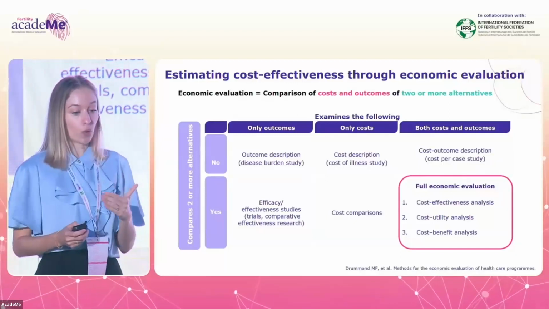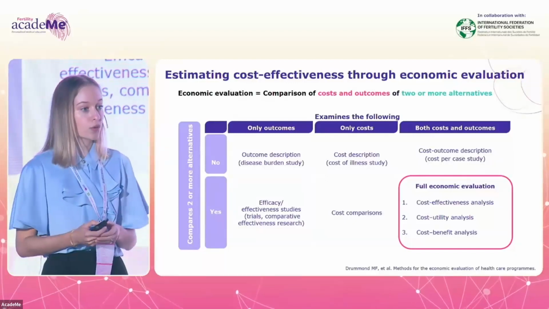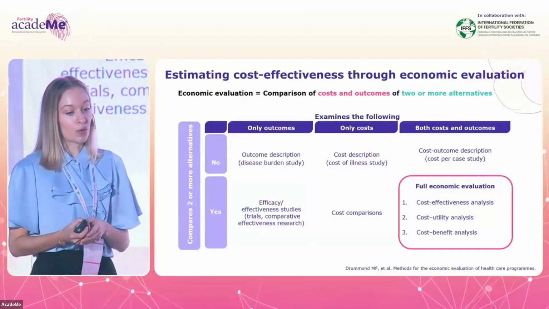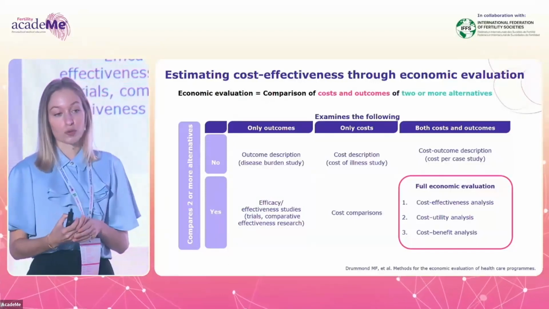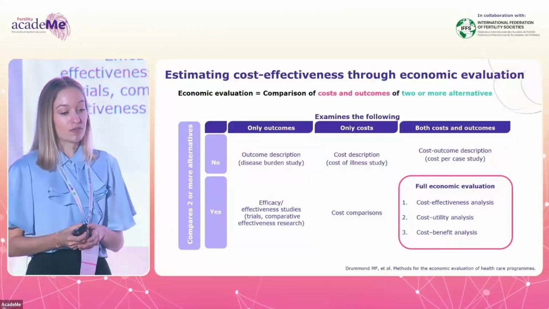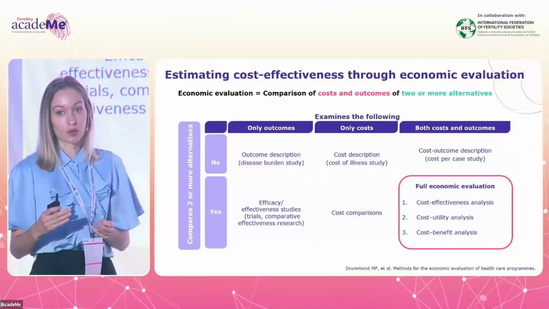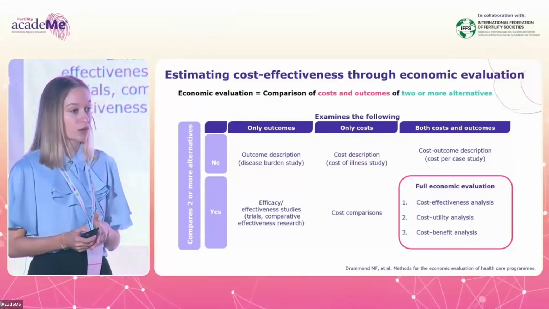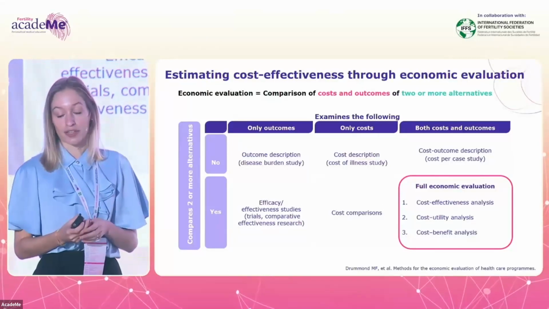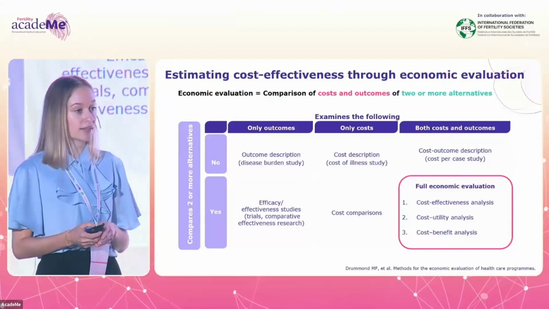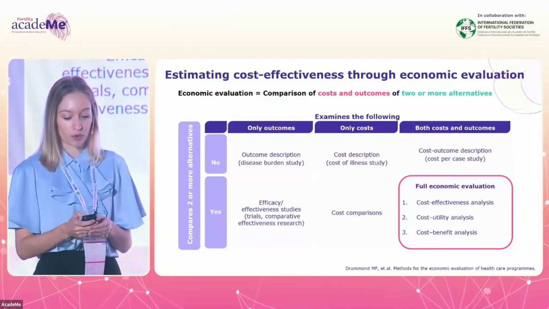If you're only comparing outcomes of two or more alternatives, then you're performing an effectiveness study. If you are comparing the costs of two or more alternatives, then you are performing a cost comparison. And if you are comparing both costs and outcomes of two or more alternatives, then you are performing a full economic evaluation. It can be a cost effectiveness study, a cost utility analysis, or a cost benefit analysis, and those are the ones I'm going to focus on today.